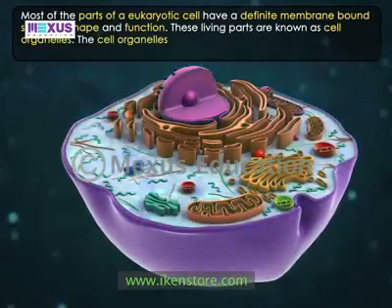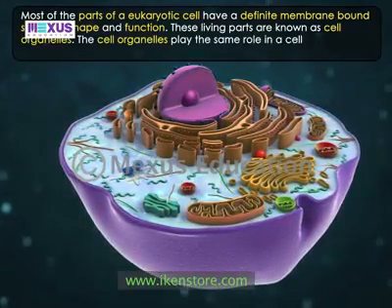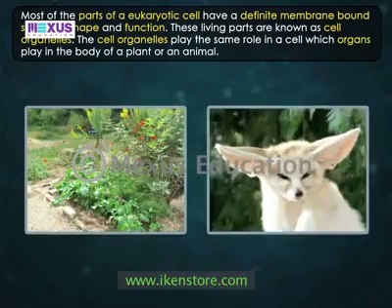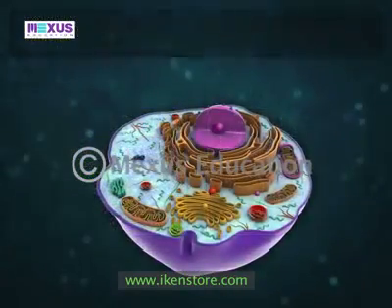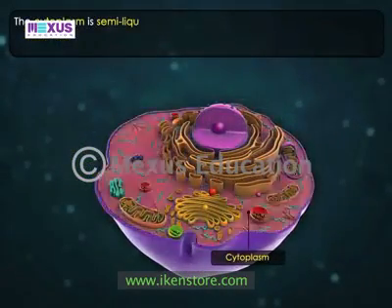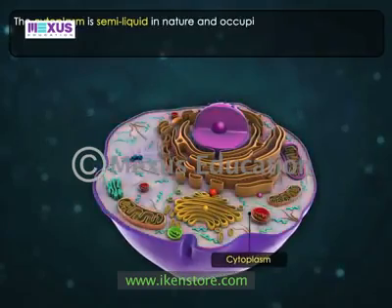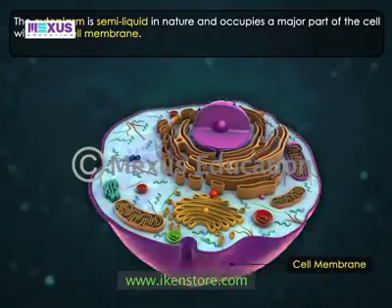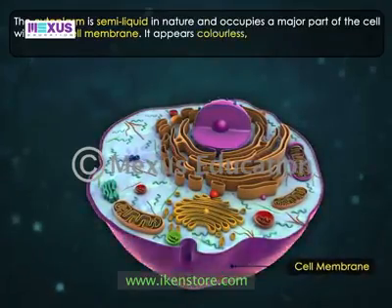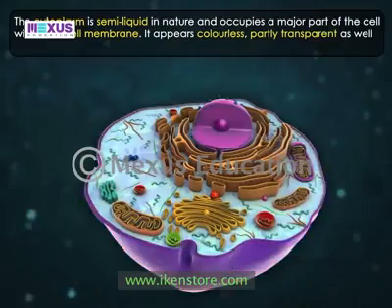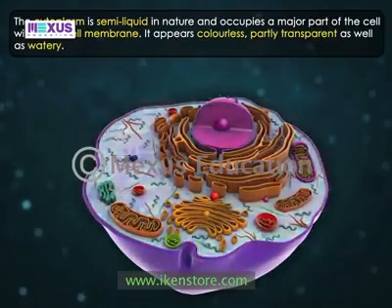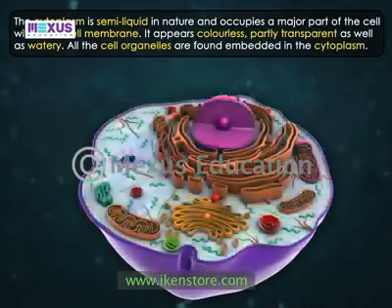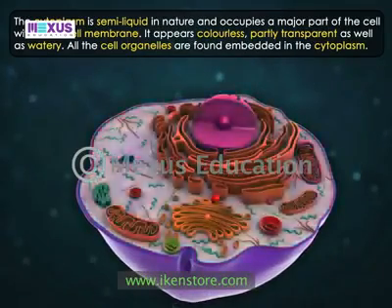The cell organelles play the same role in a cell which organs play in the body of a plant or an animal. The cytoplasm is semi-liquid in nature and occupies a major part of the cell within the cell membrane. It appears colorless, partly transparent, as well as watery. All the cell organelles are found embedded in the cytoplasm. Let us take a look at them.